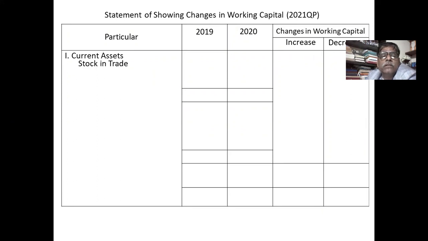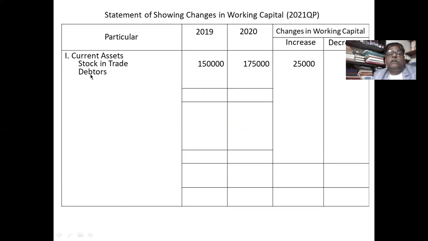First you take the current asset. In the current asset, stock is there. First column stock is 1,50,000. Second column 1,75,000. So there is an increase of 25,000. You see that. First to second, 25,000 increase, you write in the increase column. Increase column you write. Okay.